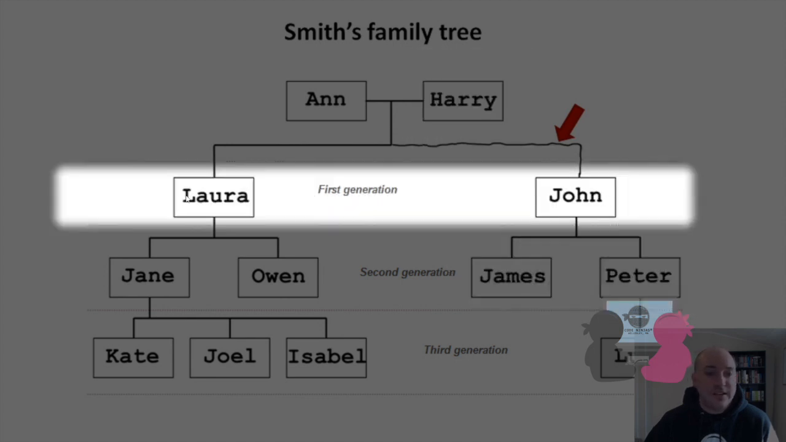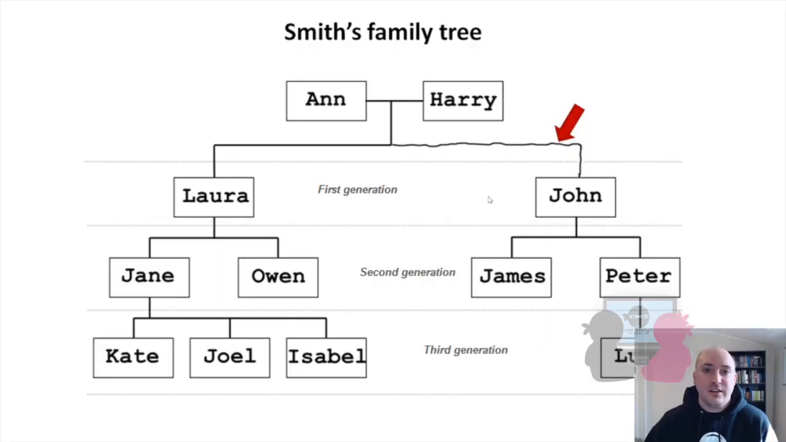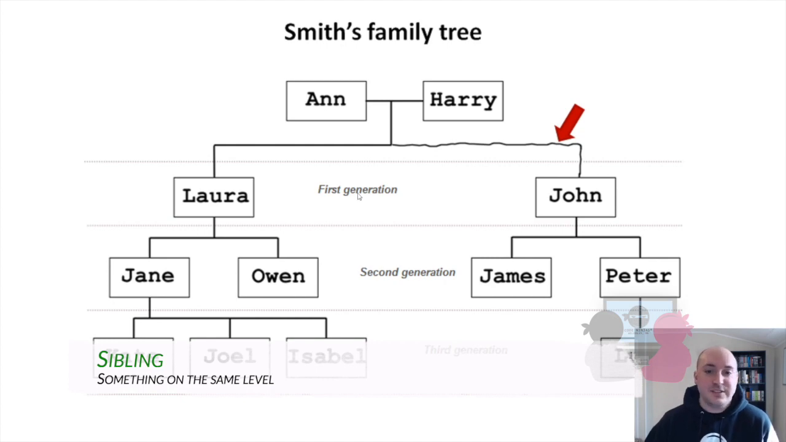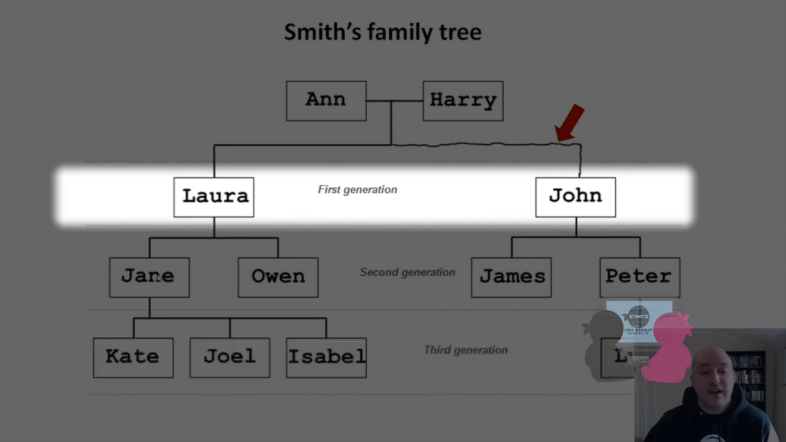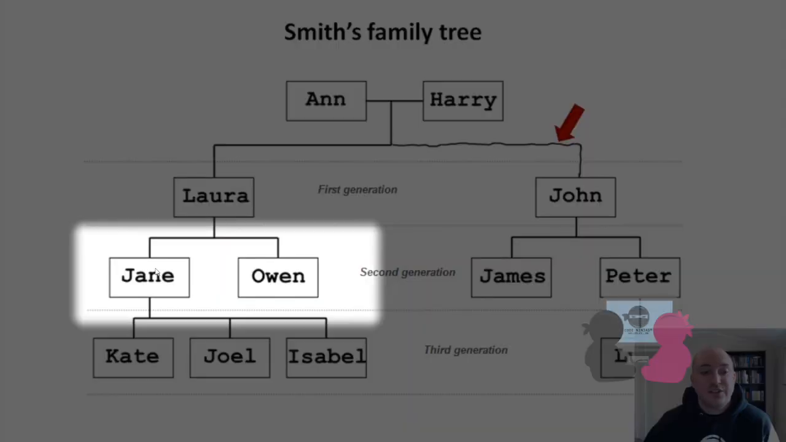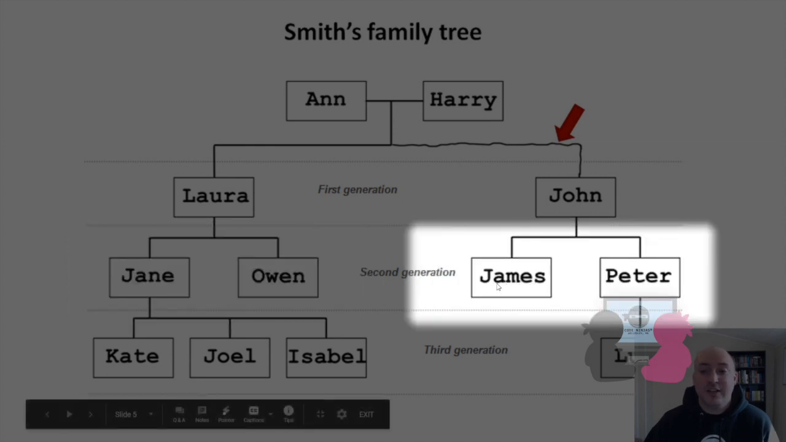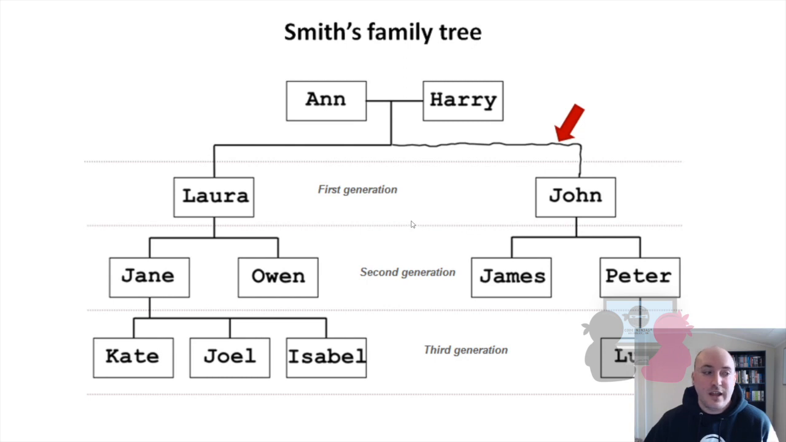Now you see here, these John and Laura, they're on the same level. And much like you and your family, with your brother and sisters, you guys are considered siblings. And that's how we talk about things in trees as well. If something is on the same level, it is a sibling. So Laura and John are siblings. In a tree, Jane and Owen, and then James and Peter, they're also siblings. And that's just the way that we talk about trees.